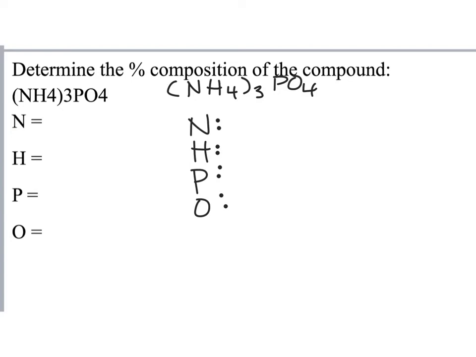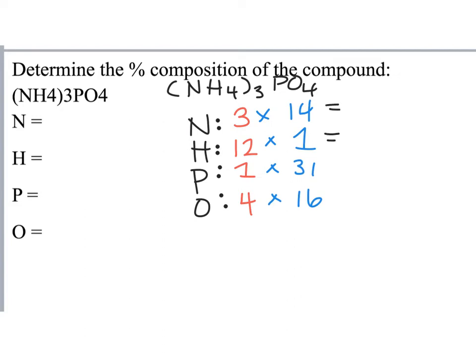So I know that there's going to be 3 N's. This 4 times 3 is going to be 12 H's. This 4 here is not being distributed to the P because there's no parentheses around it telling you to distribute to it. It's only going to go to the O. So I'm going to have 1 P and 4 O's. So what I can then do is multiply this times these particular elements' molar masses, or their atomic masses, nitrogen is going to be 14, hydrogen is going to be 1, phosphorus is going to be 31, and oxygen is going to be 16.